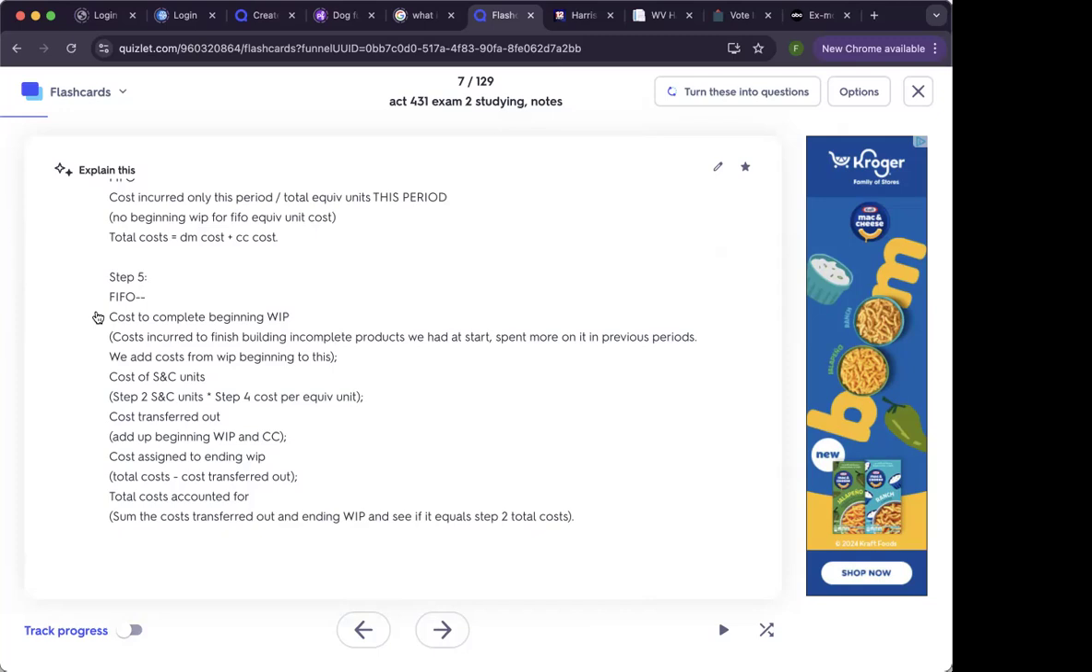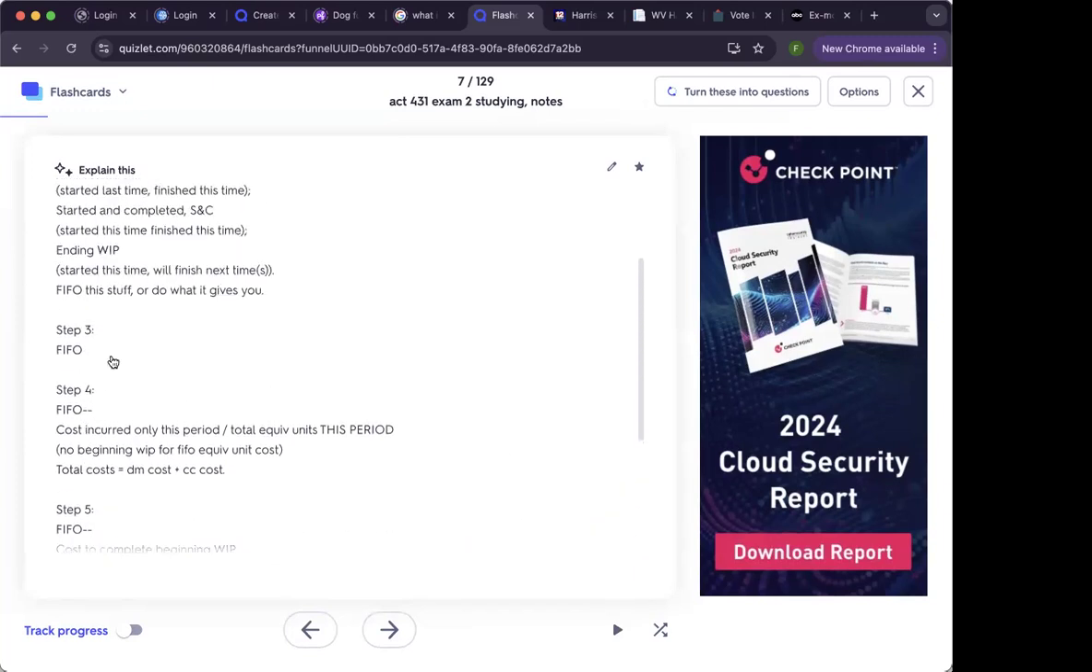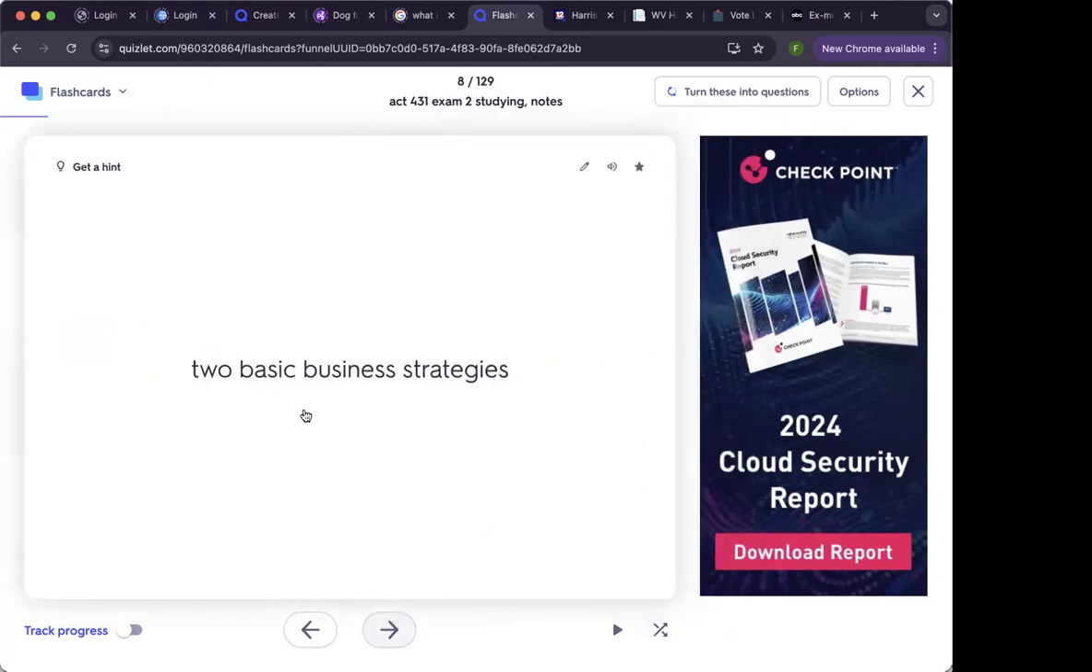Cost of SNC units. Step 2, SNC units times step 4 cost per equivalent unit. Cost transferred out, add up beginning WIP and CC. Cost assigned to ending WIP is total cost minus cost transferred out. And finally, total cost accounted for is the sum of the costs transferred out and ending WIP. And we want to see that it equals step 3, total costs.